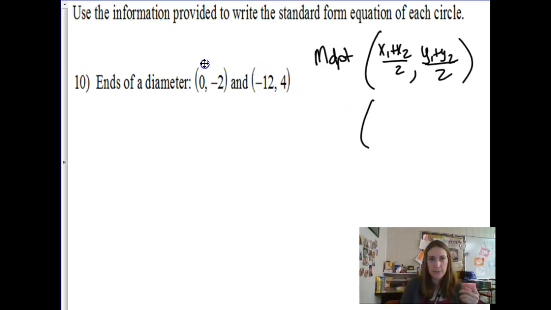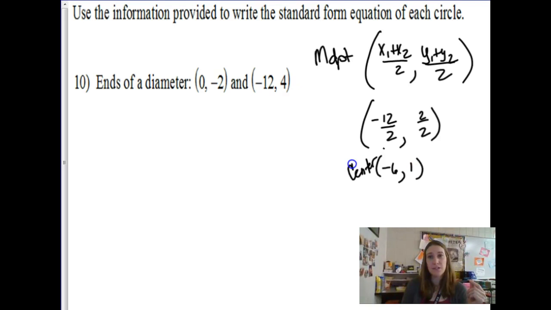It's been a long time since we talked about midpoint. So 0 plus negative 12 divided by 2, and then negative 2 plus 4 is 2 divided by 2. So our midpoint is at negative 6, comma 1. So this is the center of your circle, which means we know h and k.